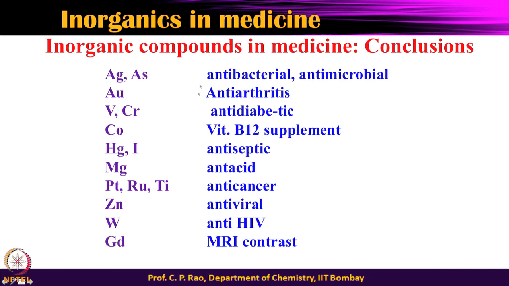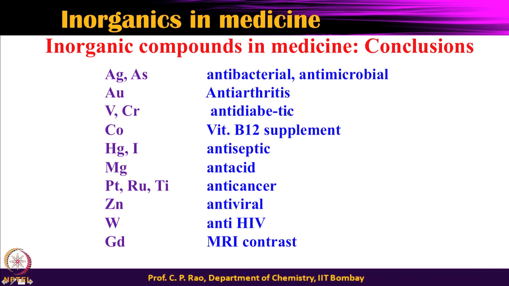So, this will help you to recap the things. For example, silver and arsenic are antibacterial and antimicrobial. Arsenic salts are used for spraying even in agriculture where microbial killing is required. Gold is used very famously in anti-arthritis, basically gold thiolate complexes, gold malate complexes, etc.